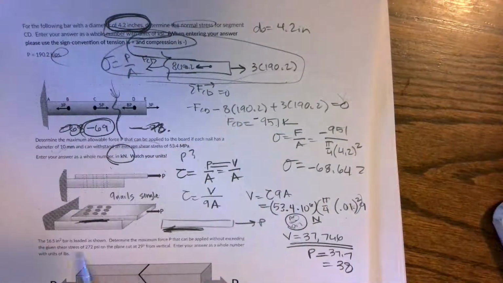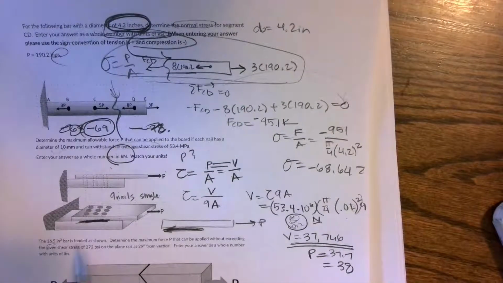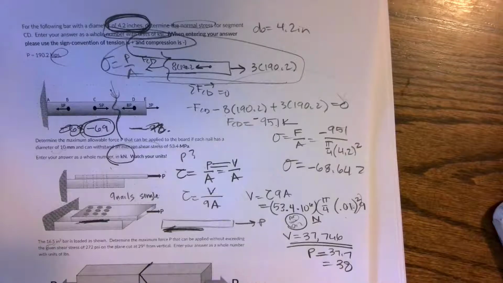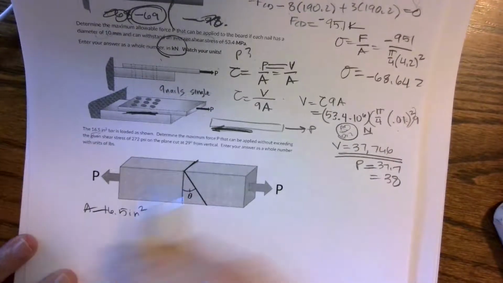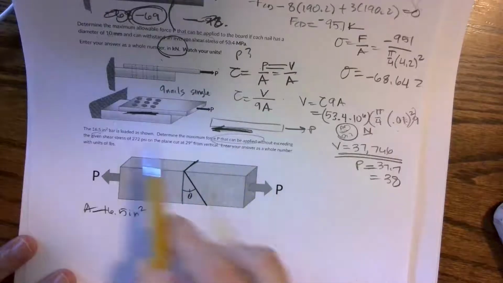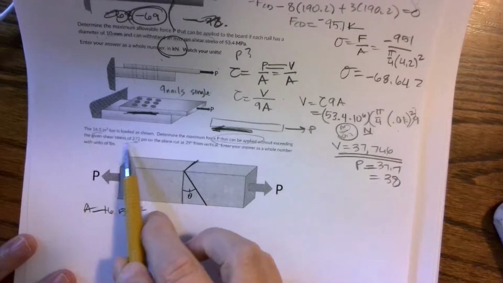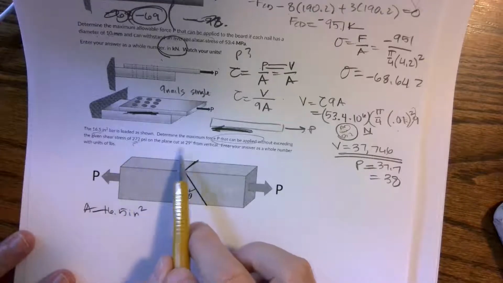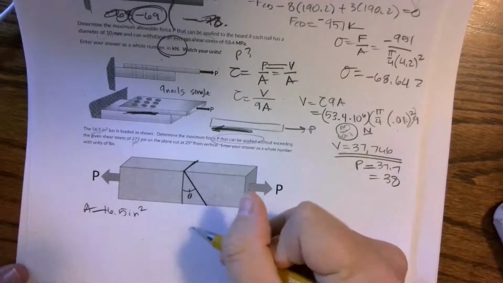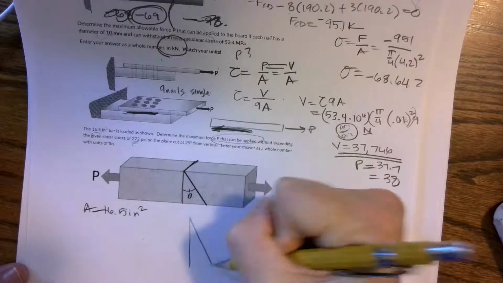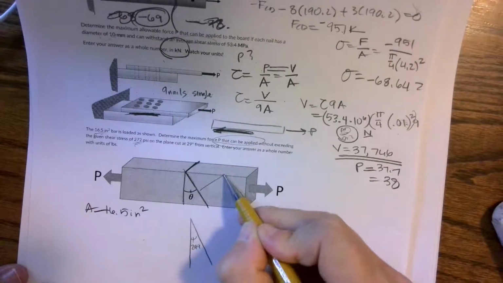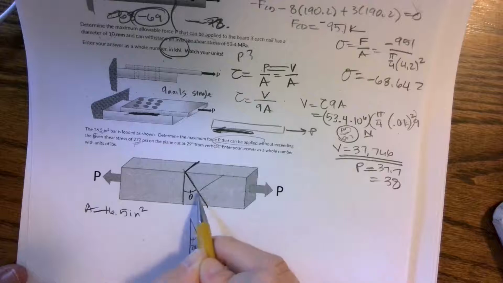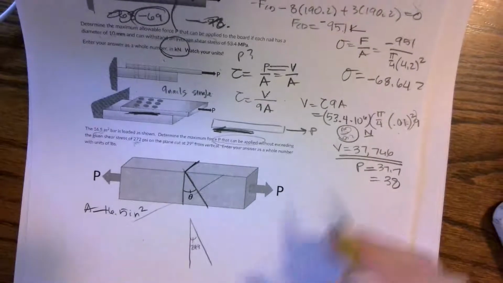Okay. A 16.5 inch squared bar is shown. So I don't know what the specific base and height are, but I know that my area, oops, you guys can't see, area is 16.5 inches squared. Determine the maximum force P that can be applied without exceeding shear of 272 on a plane cut at 29 degrees. Okay, so if I have a plane and I'm going to cut it at 29 degrees, I can either look at this plane or I could go back and look at it from the right and look at this plane.